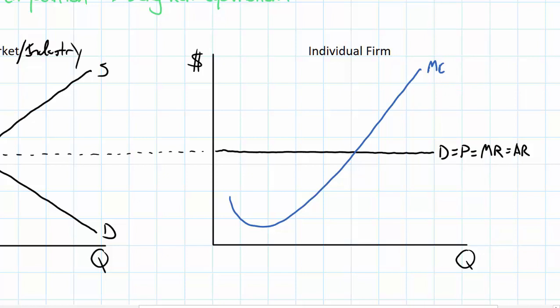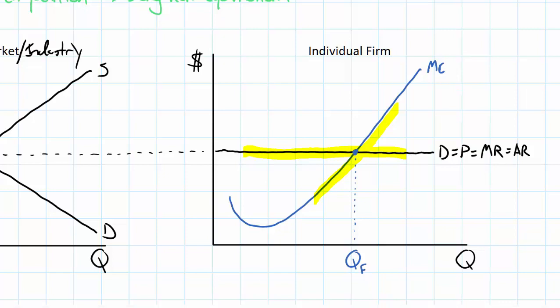Now, the profit maximizing rule is such that the quantity that each individual firm is going to produce is going to be where the marginal cost curve is the same as the marginal revenue curve. And I have that here. Here's my marginal revenue curve. Here's my marginal cost curve. At that intersection, that's going to be the quantity that I'm going to be producing. So I'll call this QF for the quantity of the firm.